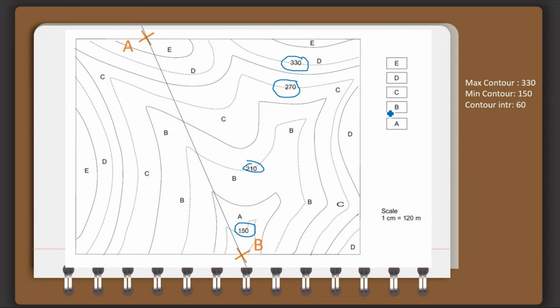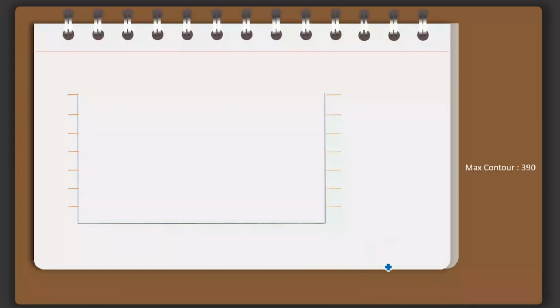Now I have the maximum, minimum, and the contour interval. The contour interval we are not going to change, we keep it as it is. But for the section preparation, we consider the maximum contour value plus the contour interval. The maximum contour value was 330, so that would be the maximum value I mark here, and the minimum would be 150 minus 60, that is 90.